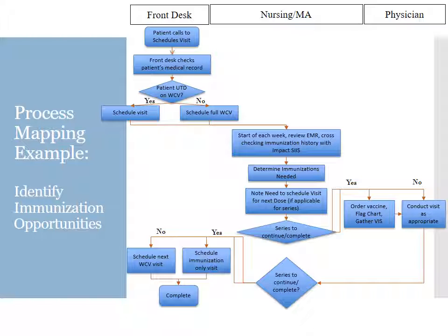So this just takes the same process map that we saw in the previous slide and breaks it down to what roles fall under the column of the front desk, what we foresee the nursing or MA staff to do, and where the physician comes into play for these items. And you can see, for example, with the front desk, they're the ones that are handling the calls to schedule the visits and verifying if the patient's up to date on their adolescent visit. And again, towards the bottom of the flow diagram, scheduling that next well visit or immunization only visit to complete the patient's experience. Nursing is then responsible for checking the vaccination records and noting what's needed in specific to those series like HPV or MenB. And the physician is the one that's putting the order in place and conducting the visit as needed.